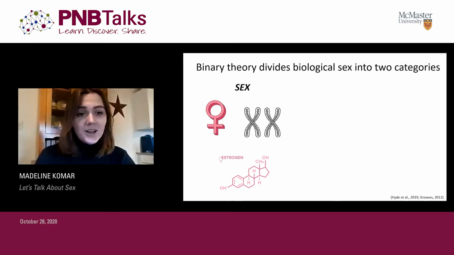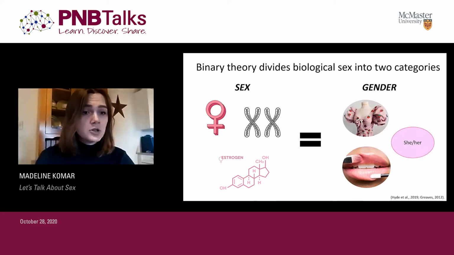The law of binary theory says because there are only two types of biological sex, there can only be two genders. Gender within the context of binary theory is your cultural identity as a man or a woman. And you express your gender through behaviors. So for example, someone might choose to express that they are a woman by wearing a dress, using she, her pronouns, or putting on makeup.